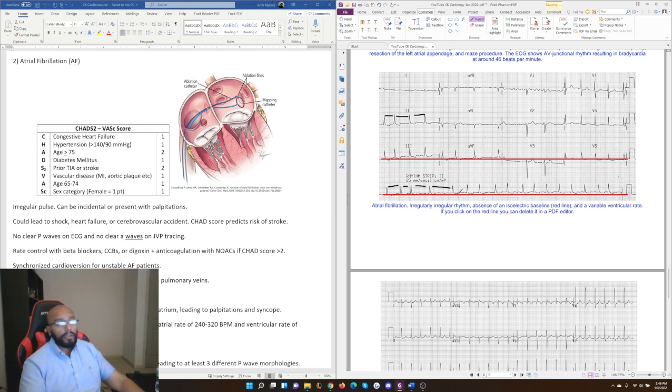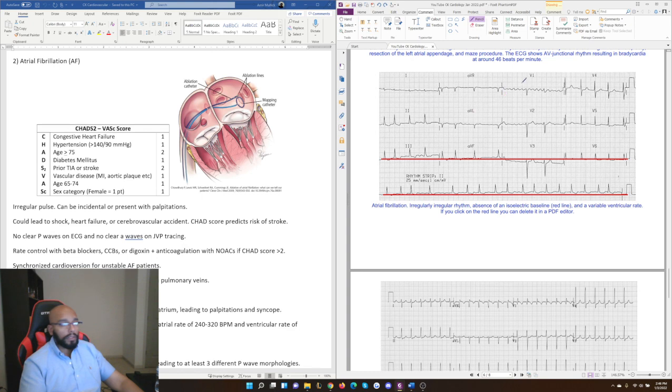And in general, it's an irregular rhythm. So you get irregularly irregular, the most common kind of irregular rhythm. You have an absence of an isoelectric baseline. I drew the isoelectric line where it's supposed to be, and you can see that it falls off of that sometimes, especially in the longest one. And a variable ventricular rate. If you click on the red line, you can delete it in a PDF editor for yourself if you buy my notes. So that's your atrial fibrillation patient right there.